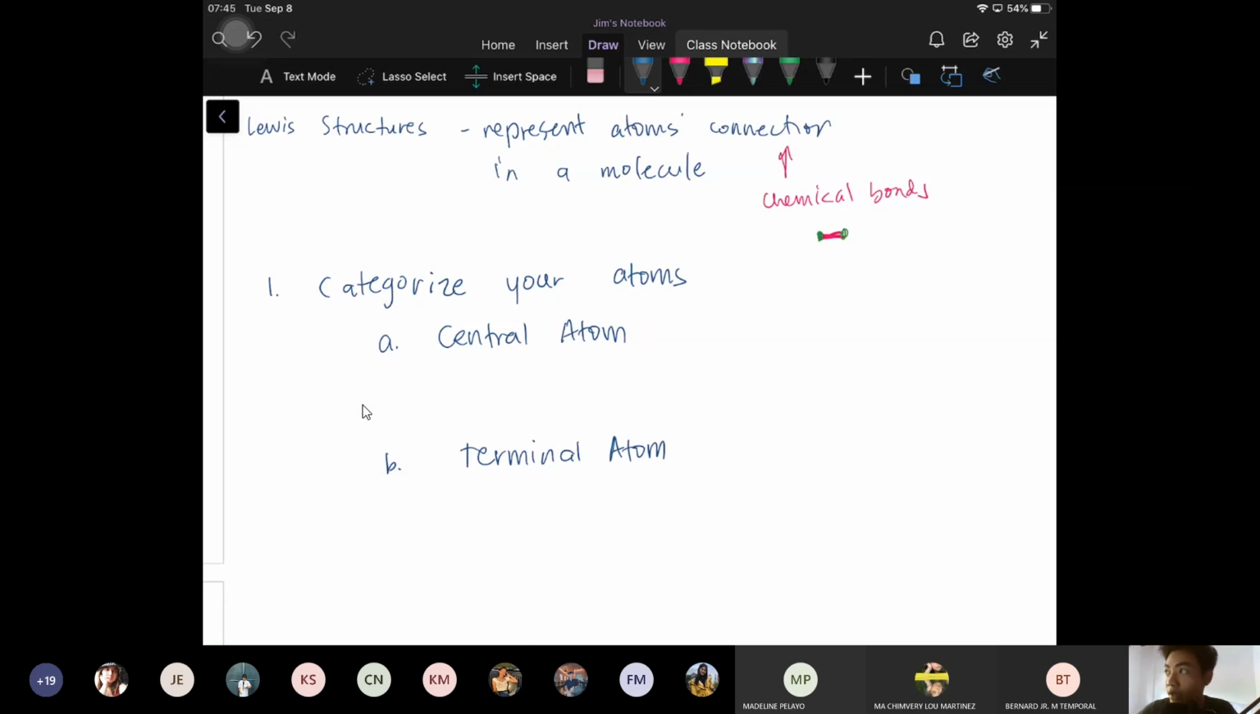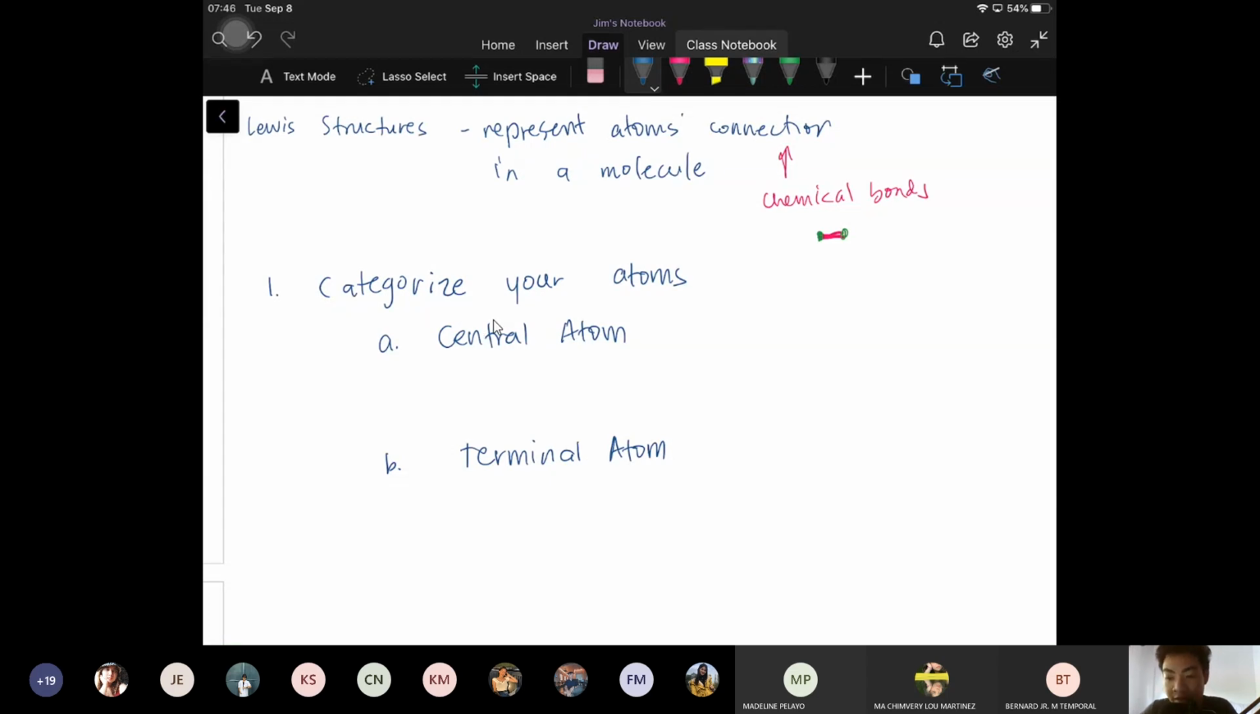So, what's the difference between the two? Okay. So when we say central atom, this is the atom in which all the other atoms will be bonded to. Ito yung kakabitan ng lahat ng atom. So, kumbaga, siya yung center ng framework. Sa kanya kakabit lahat ng other atoms, let's say hydrogens, oxygens. Sa kanya didikit lahat.